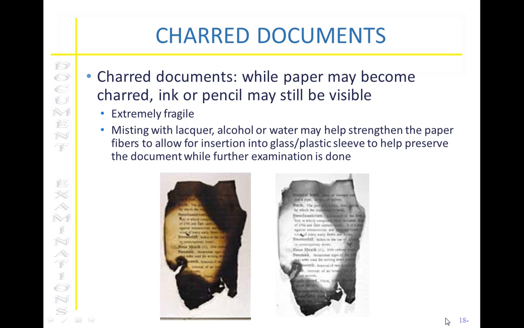A document examiner may also have the opportunity to work with charred documents. So there might still be some ink and pencil that's actually visible that they might be able to do more comparisons with. These documents are usually going to be extremely fragile, but sometimes misting the documents with either water or alcohol will help strengthen those paper fibers and hold them together so that the document examiner can insert the document in glass or in a plastic sleeve to help preserve it while the examinations are actually performed.